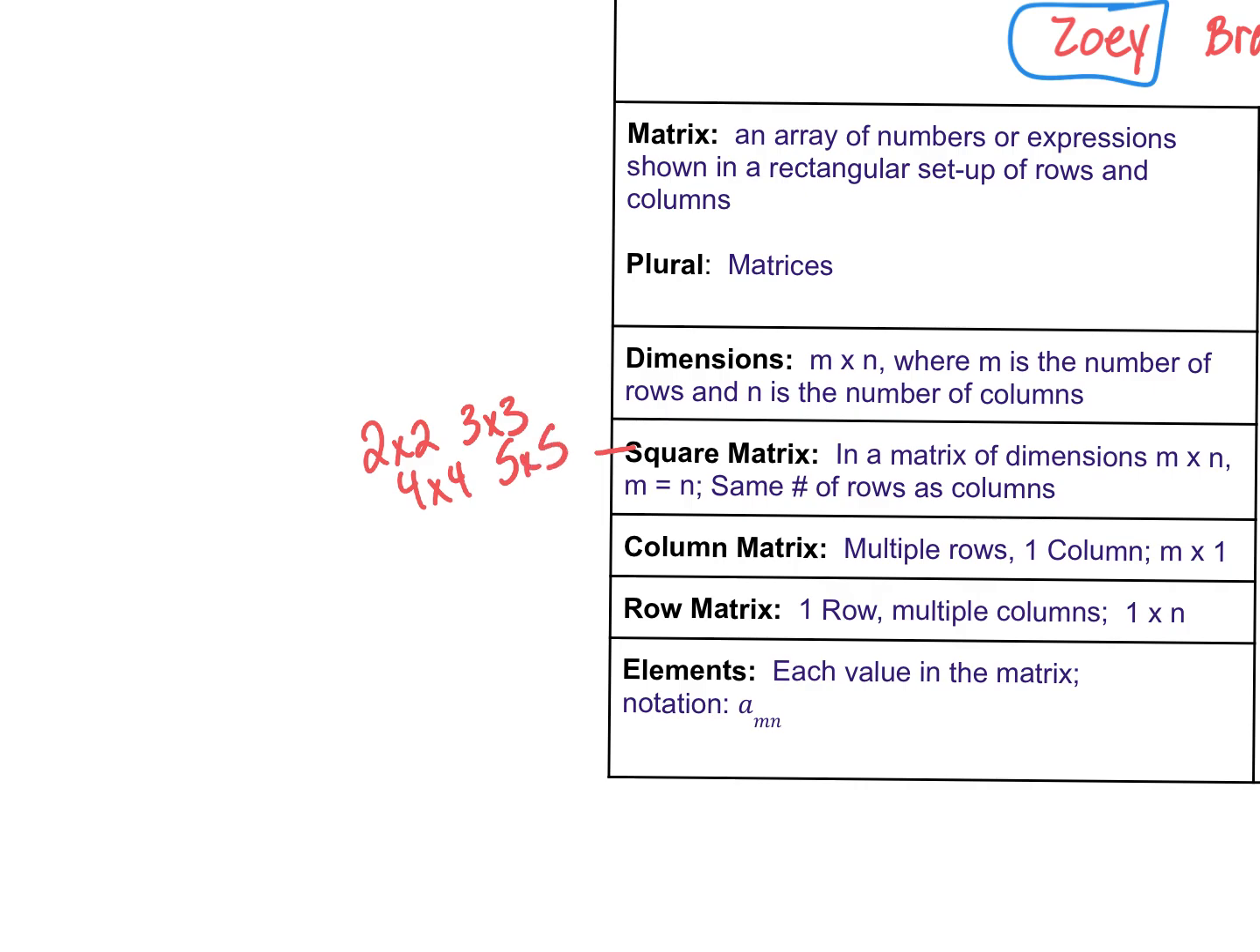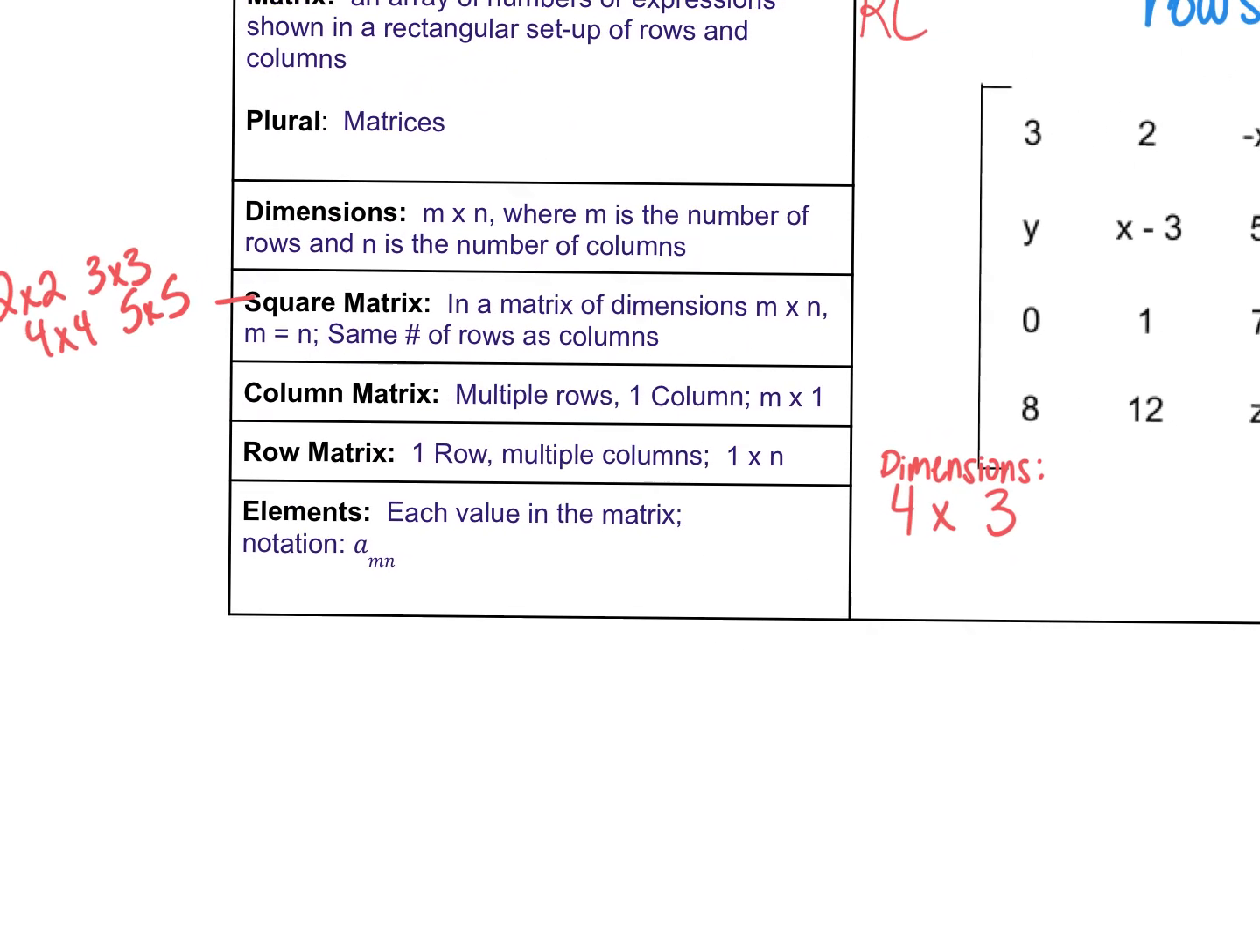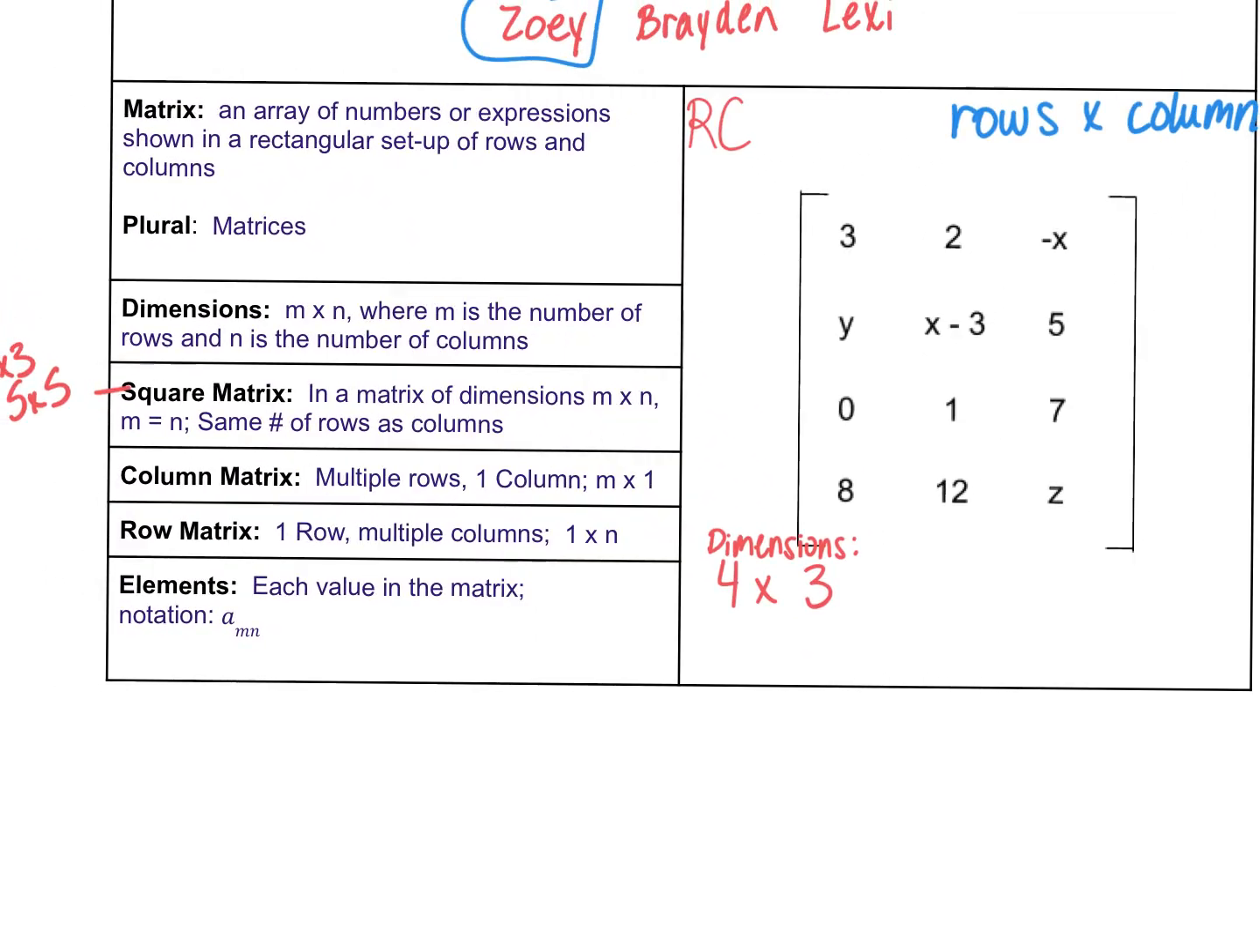Hopefully you're sensing a pattern here, okay? But once again, they've got to have equal number of rows, equal number of columns. Looking at my example, is that a square? No. It is absolutely not.